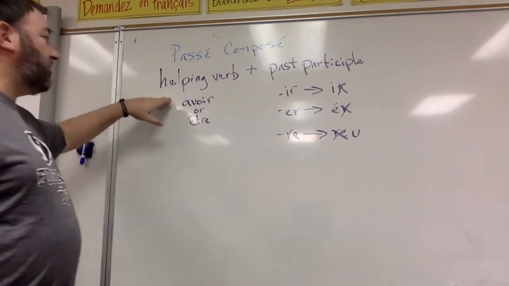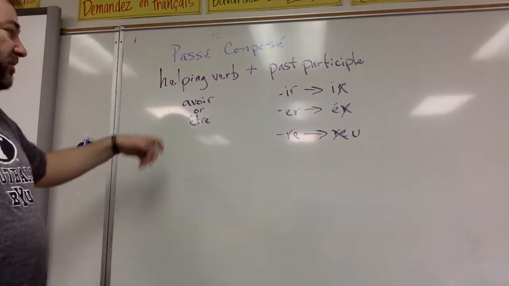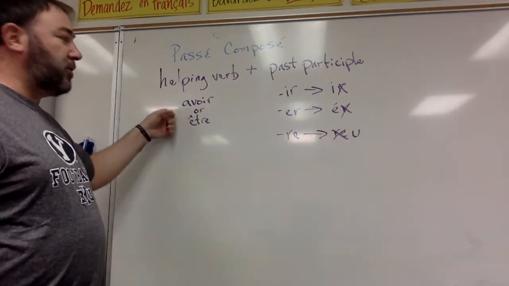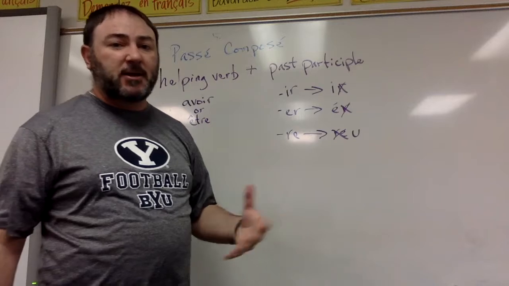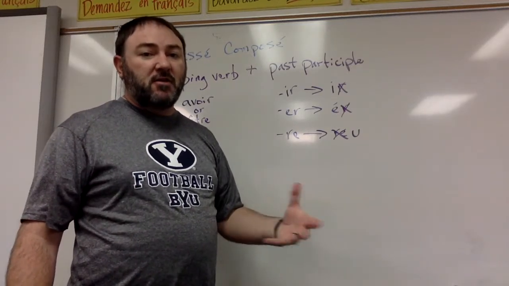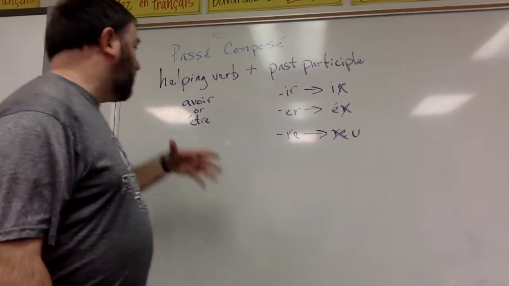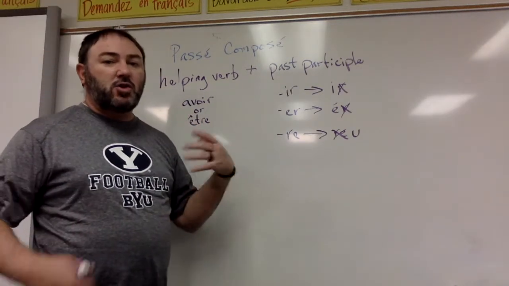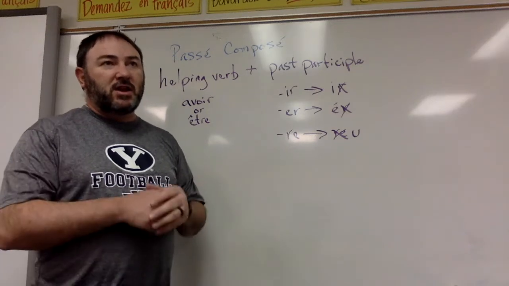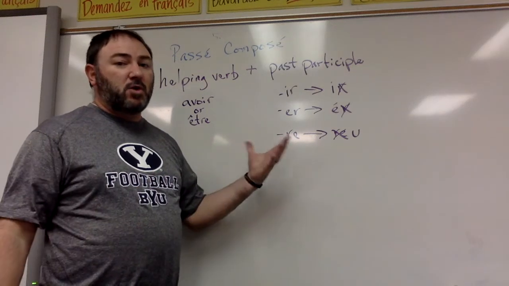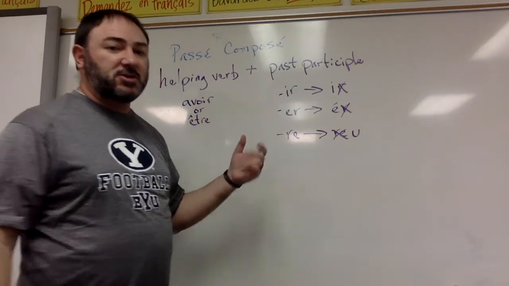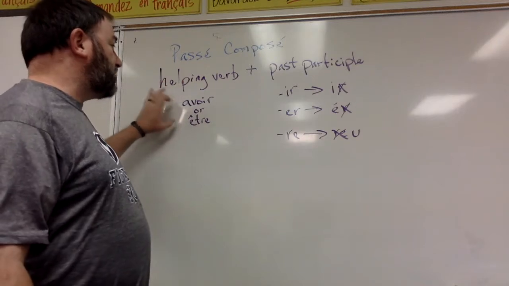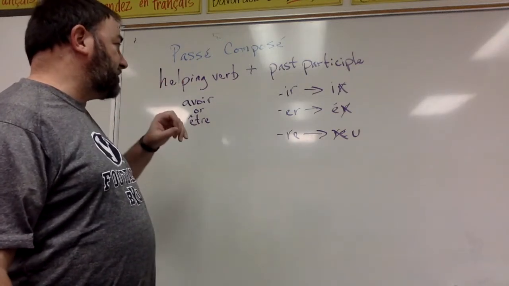So, for our helping verbs, there are two possibilities. We're either going to have avoir or être, and this verb is going to be conjugated in the present tense of the subject that you're using for the passé composé. So, if you don't remember how to conjugate avoir or être, you can take a look at my video that I did talking about avoir and être, but we're not going to go over that in this video, okay? We're just going to assume that you watched that and you know what you're doing with avoir and être. So, these are conjugated in present tense.